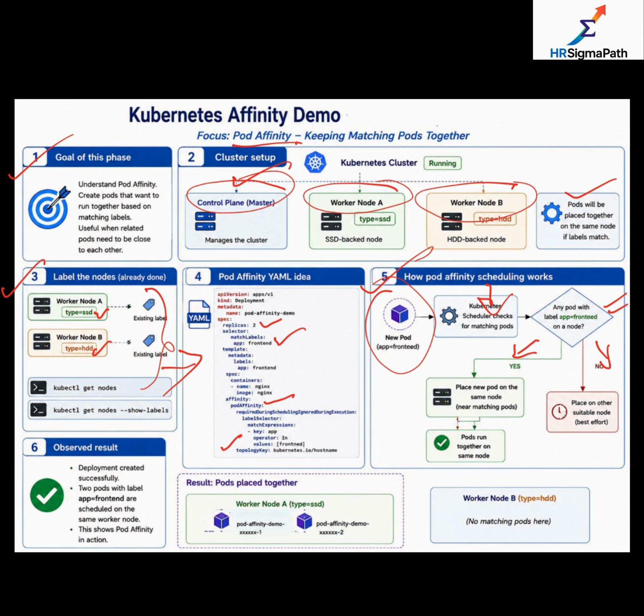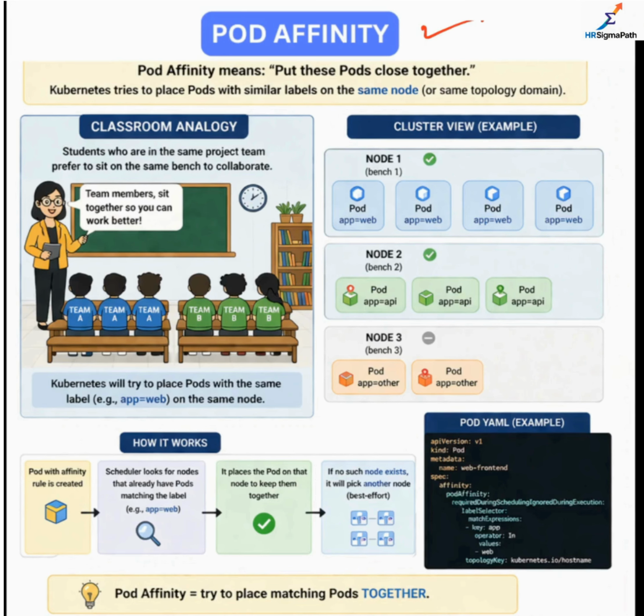So now we have the final observation here, that the deployment is created successfully, and the 2 matching frontend pods are scheduled on the same worker node. This clearly demonstrates pod affinity in action. So in short, pod affinity helps Kubernetes place related pods together, which can improve locality and communication efficiency. So pod affinity simply means keep similar pods close to each other.